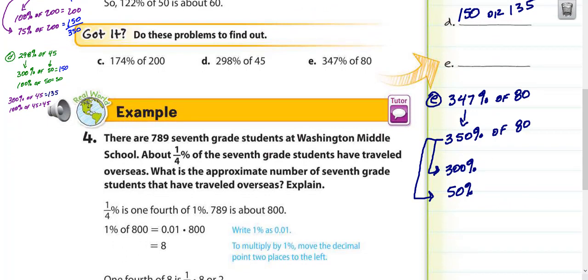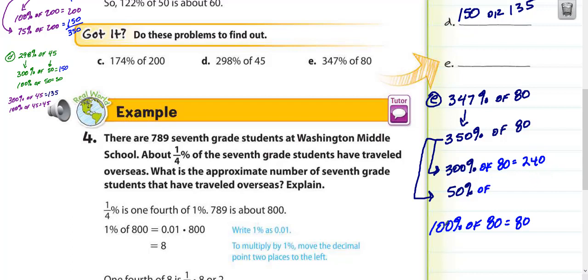When we look at those two, we're going to be thinking about this fact. 100% of 80 equals 80. So 100% of 80 is 80. Well, 300% is 3 groups of 80. 3 groups of 80 is 240. 3 times 8 is 24, so 3 groups is 240.